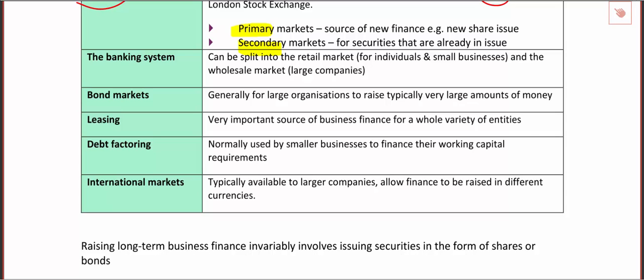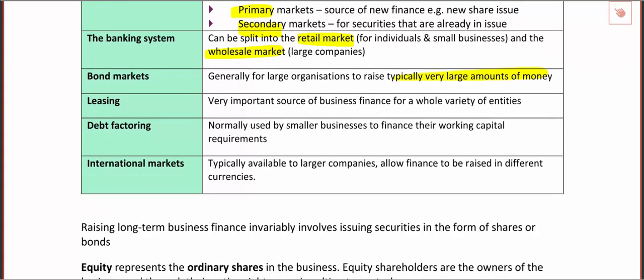Okay, the banking system is also included in the capital market, and like we said, we split that into retail for smaller transactions and wholesale for the larger. Bond markets, again, are where you're going to pick up big amounts of money. Leasing, a really important source of finance these days, so sometimes much easier to get a lease rather than a loan to buy something. Obviously the security is already built in.